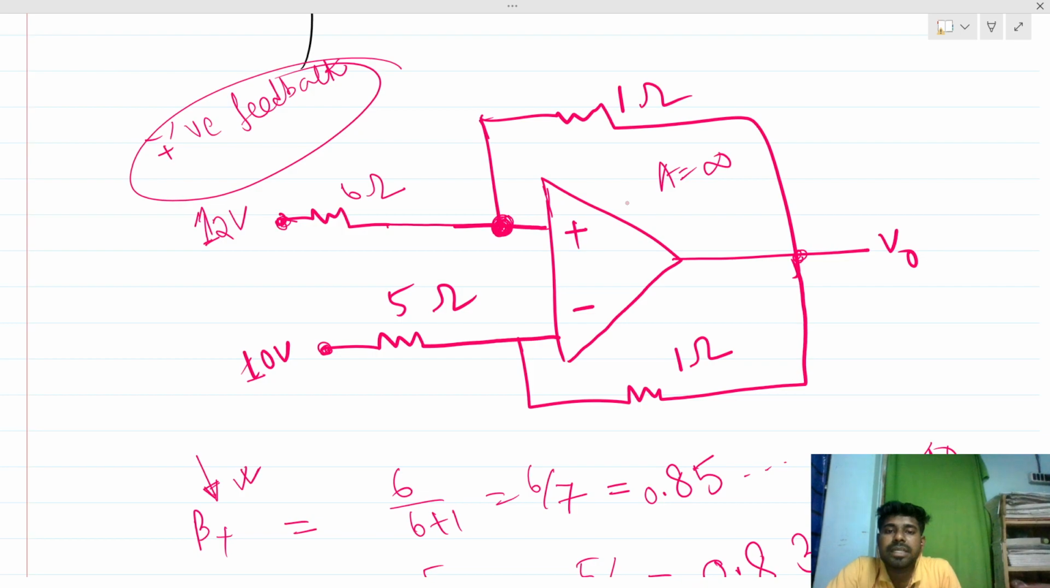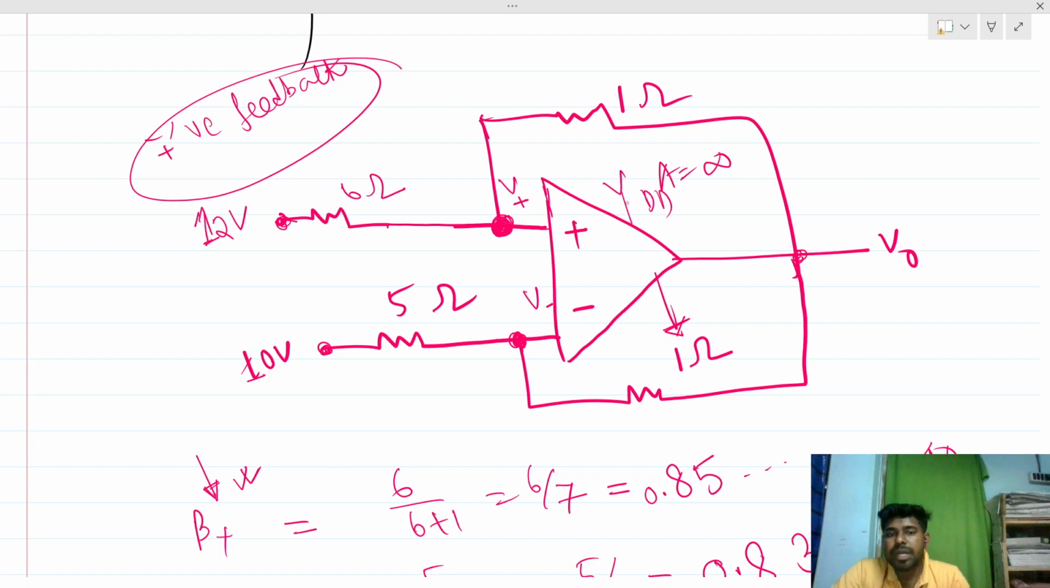It will normally check, like if this voltage is high, then it will go to VDD. With respect to this voltage, let's say V positive and V negative, if this voltage goes high with respect to this, then the output goes to ground, like the minus VSS.